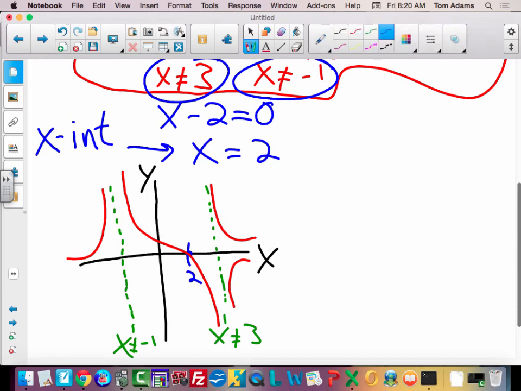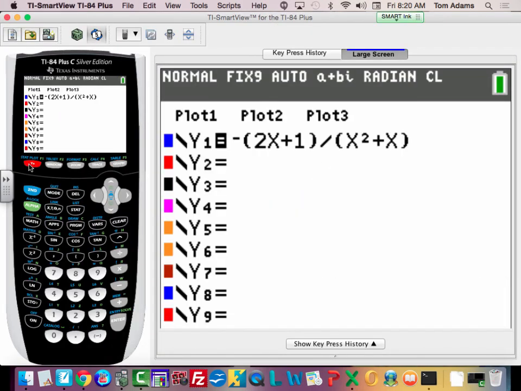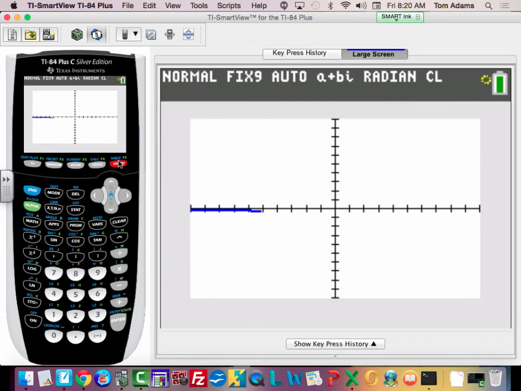The other thing is, and I'll show you guys how to do this later, you could have something like this. It does all kinds of crazy things. So now we're going to graph it on the graphing calculator and see how close we are. Okay? So we've got the quantity x minus 2, all over the quantity x squared minus 2x minus 3. And then I'm going to hit graph. See how that works?